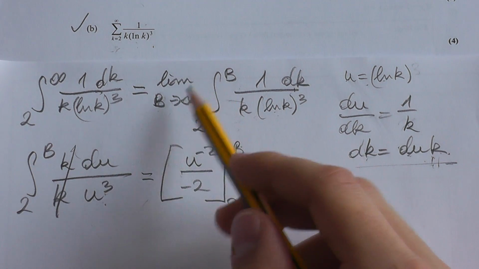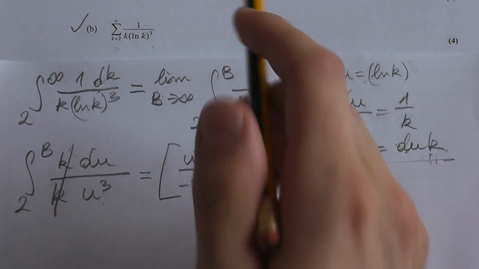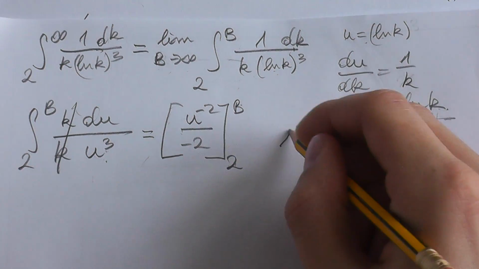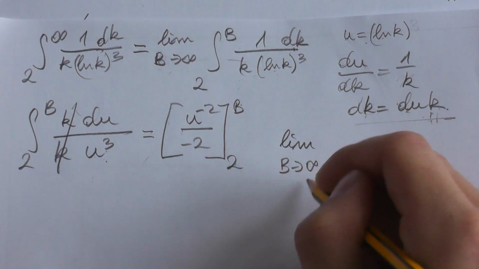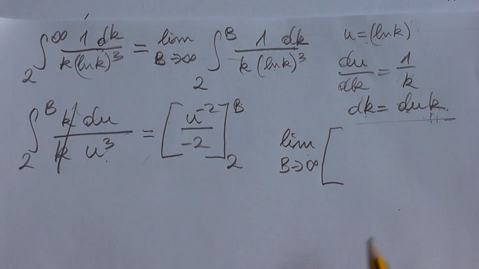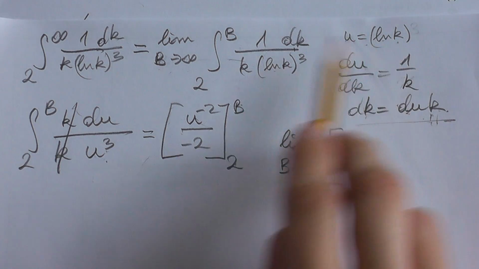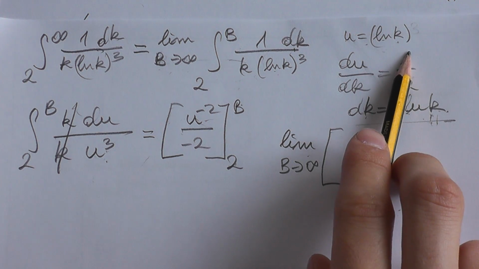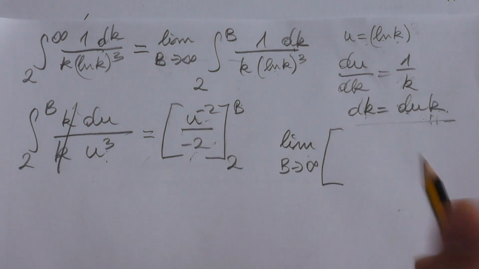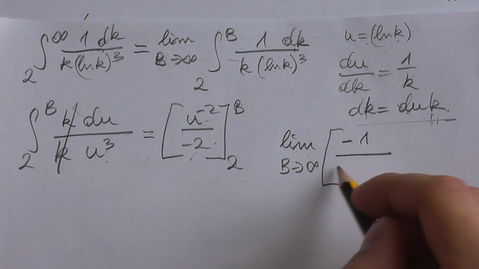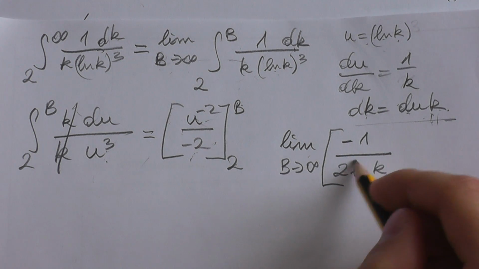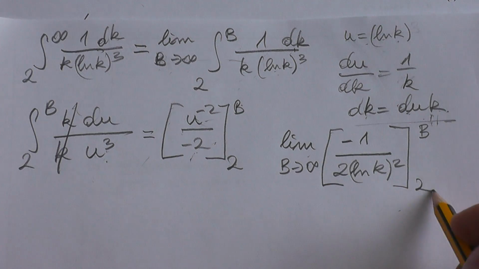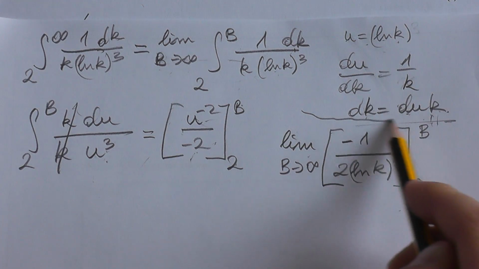And now we go back into this notion with the limit. We're now in the limit as b approaches infinity of this, which is ln k to the power of minus 2. So you can rewrite this as 1 over ln k squared, and minus 2 stays at the bottom. So we actually have minus 1 over 2 ln k squared, and into k, we will be putting b and 2.